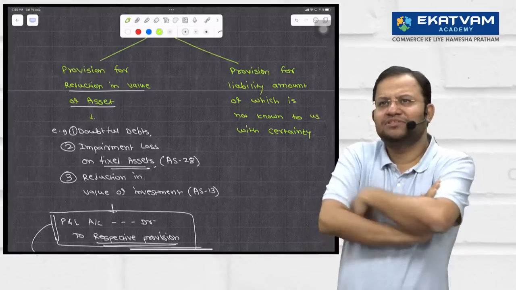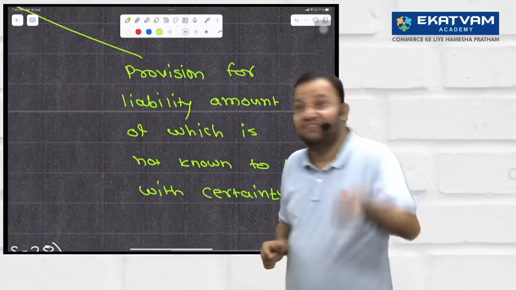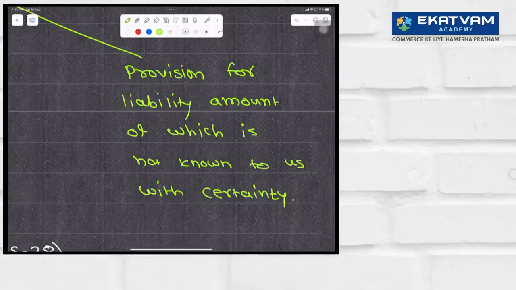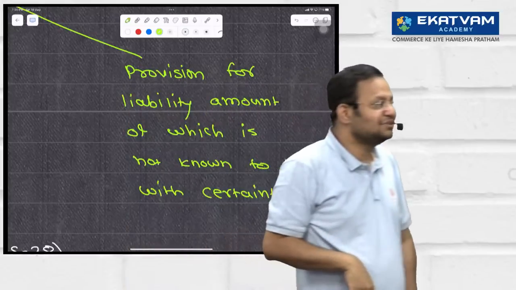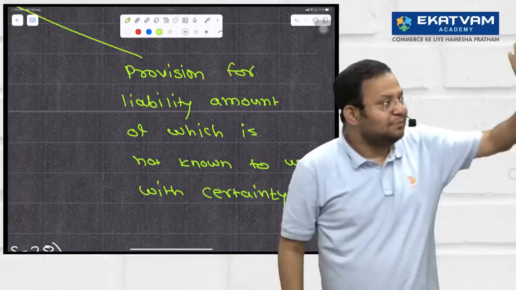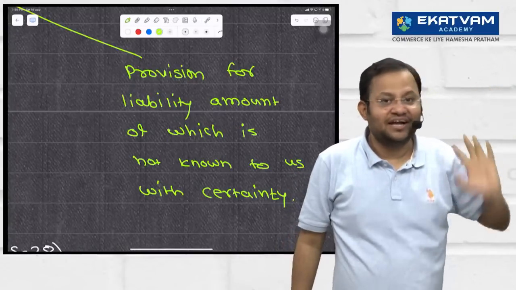क्या लिखा है, अभी पढ़ो वापस. Provision for a liability, amount of which is not known to us with certainty. What I know? Liability. What I don't know? Amount. तो हम क्या करेंगे? एस्टिमेट करेंगे उस लाइबिलिटी का, और एस्टिमेट करके उसका अकाउंटिंग करेंगे.